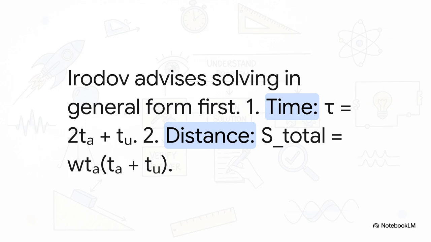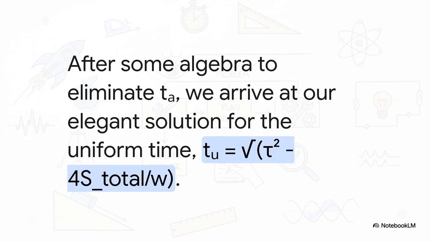Now here's a pro tip, something Irodov himself would tell you. Always solve in general form first, using the variables, before you even think about plugging in numbers. It's just a more powerful way to work. It shows you the real relationship between the physics, and you can spot mistakes way easier. So after a little bit of algebraic magic, basically substituting one equation into the other to get rid of that t sub a variable, we land on this beauty. This one elegant formula tells us exactly what we're looking for. The uniform time, t sub u, is equal to the square root of tau squared minus 4 times the total distance, all divided by the acceleration w.